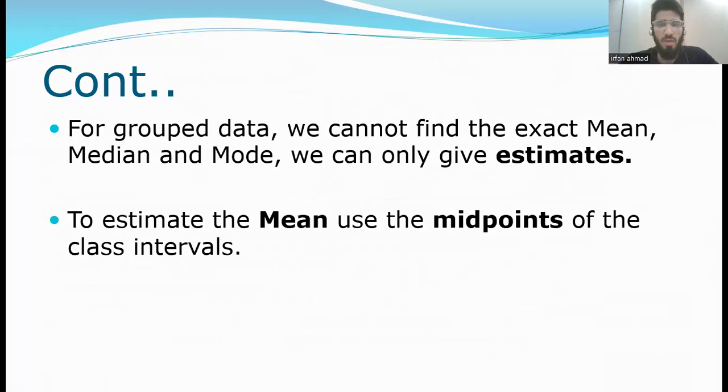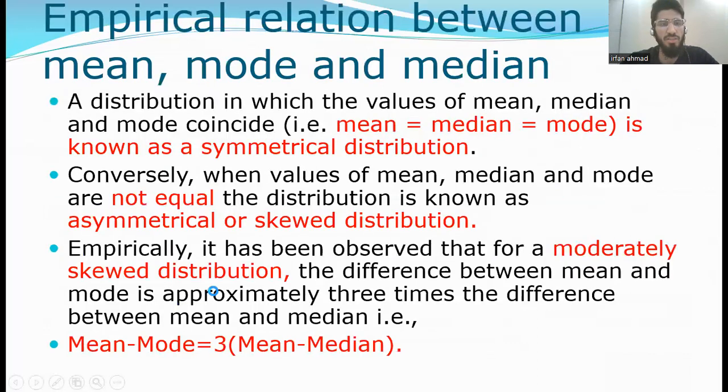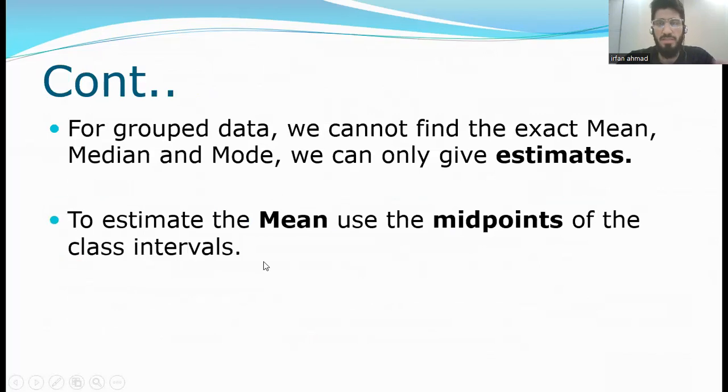To estimate the mean, use the midpoint of the class interval. For example, the adolescents we categorize in the age group from 13 to 20. So to find the mean, we have to estimate the midpoint of 13 and 20 divided by 2. So this is for grouped data. We sum the smaller value and the larger value and then divide by 2. This is the way to calculate the mean of grouped data.